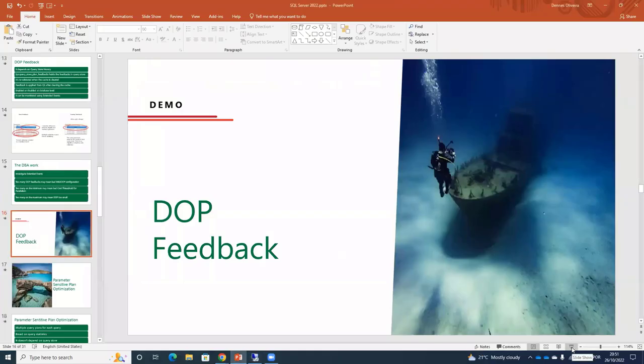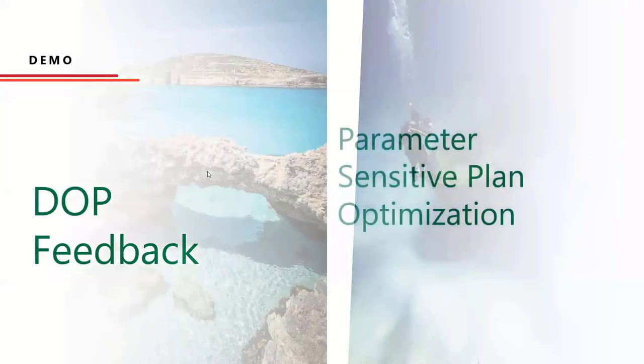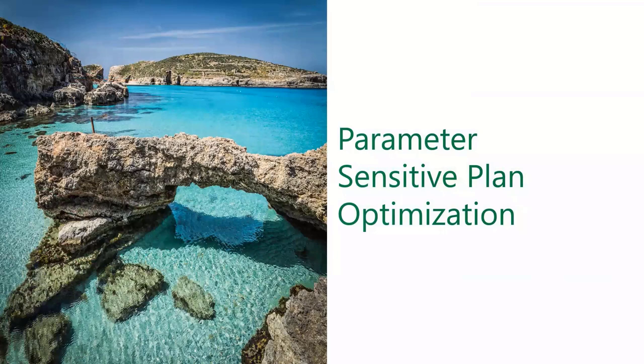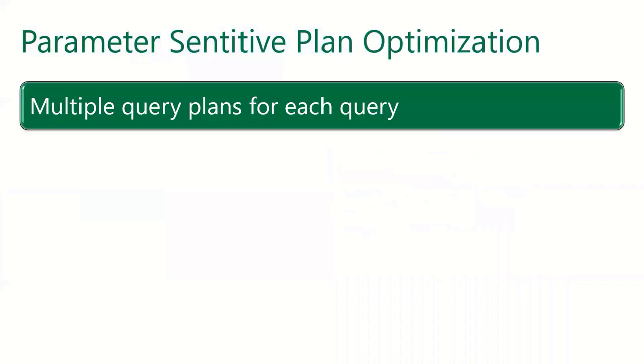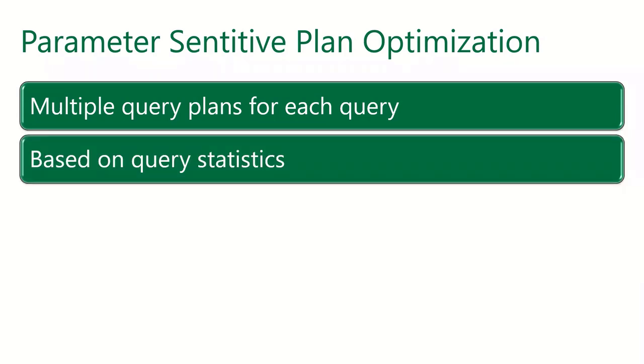Okay, so this is the DOP feedback. Now let's talk about Parameter Sensitive Plan optimization. Oh, a complex name, Parameter Sensitive Plan optimization, or PSP, as everyone is calling it. SQL Server 2022 PSP. What is this? It's the possibility to have multiple query plans for each query. The absolutely same query can have multiple query plans in the SQL Server query plan cache. We can have multiple query plans for the same query.